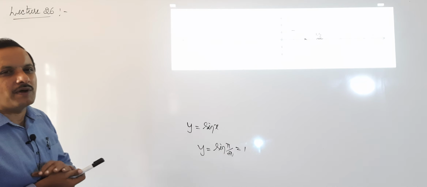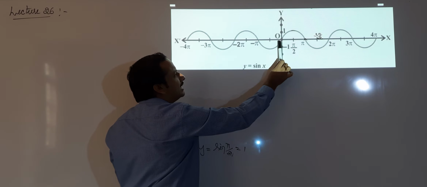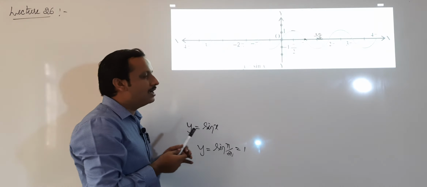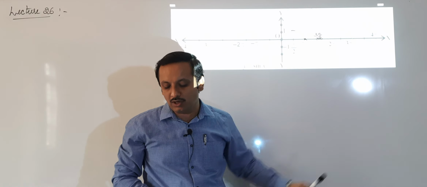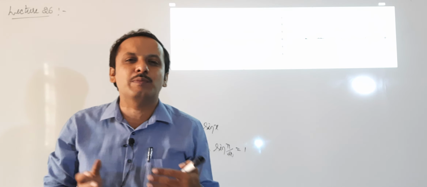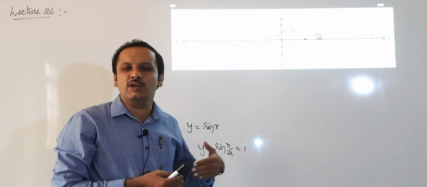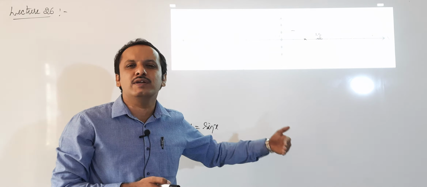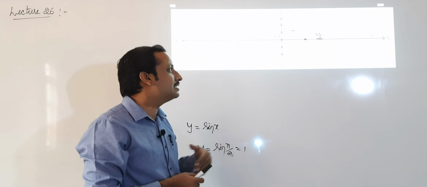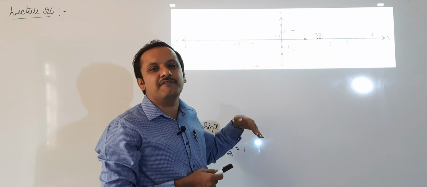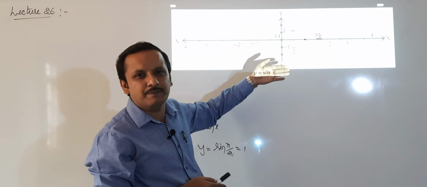Okay. And observe one more thing here. From 0 to pi, the graph of sine x lies above the x-axis. From pi to 2 pi, the graph of sine x lies below the x-axis. From 0 to pi means first quadrant and the second quadrant. 0 to pi by 2 is the first quadrant, pi by 2 to pi is the second quadrant. In the first and the second quadrant, sine x is positive. So, the value of y lies above the x-axis means it is positive.